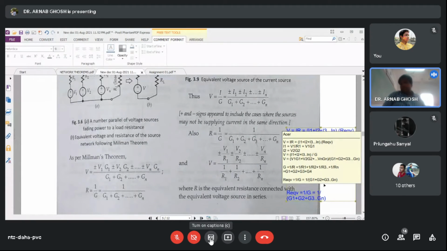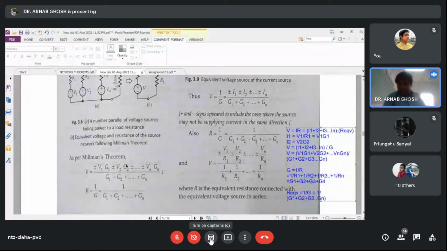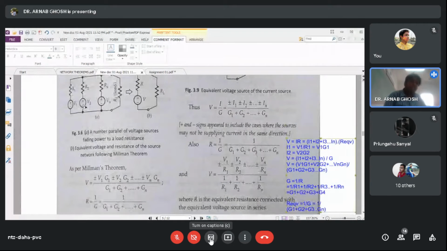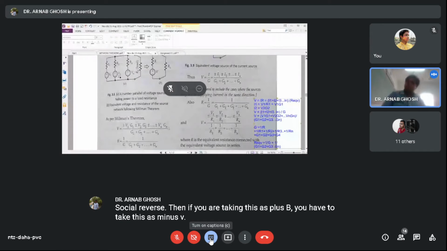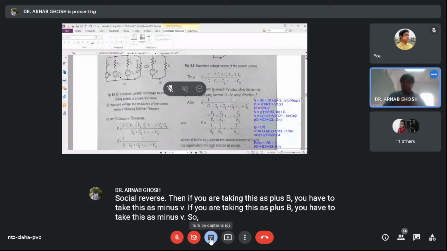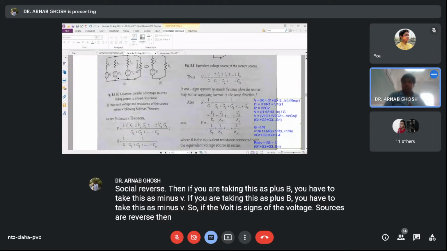But one thing you have to keep in mind, that this sign is necessary. Why is this sign necessary? I will tell you. Let's say the terminals of this voltage source have been reversed. If the terminals of this voltage source are reversed, then if you are taking this as plus V, you have to take this as minus V. So if the signs of the voltage sources are reversed, then you have to change the sign when you are expressing in Millman's theorem.